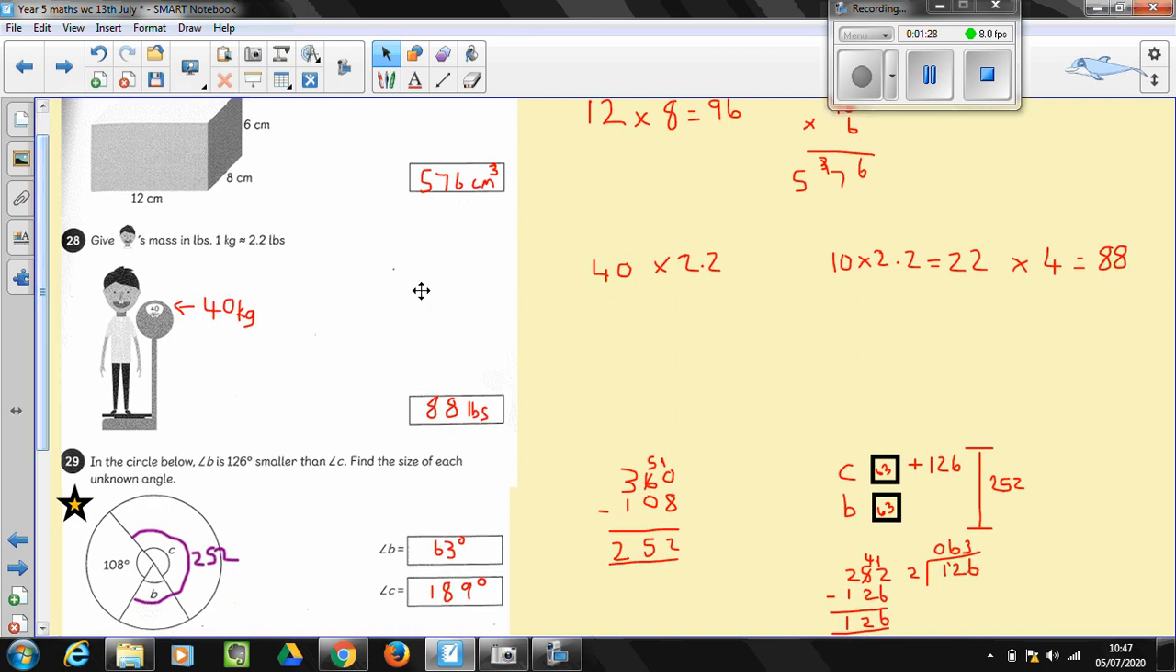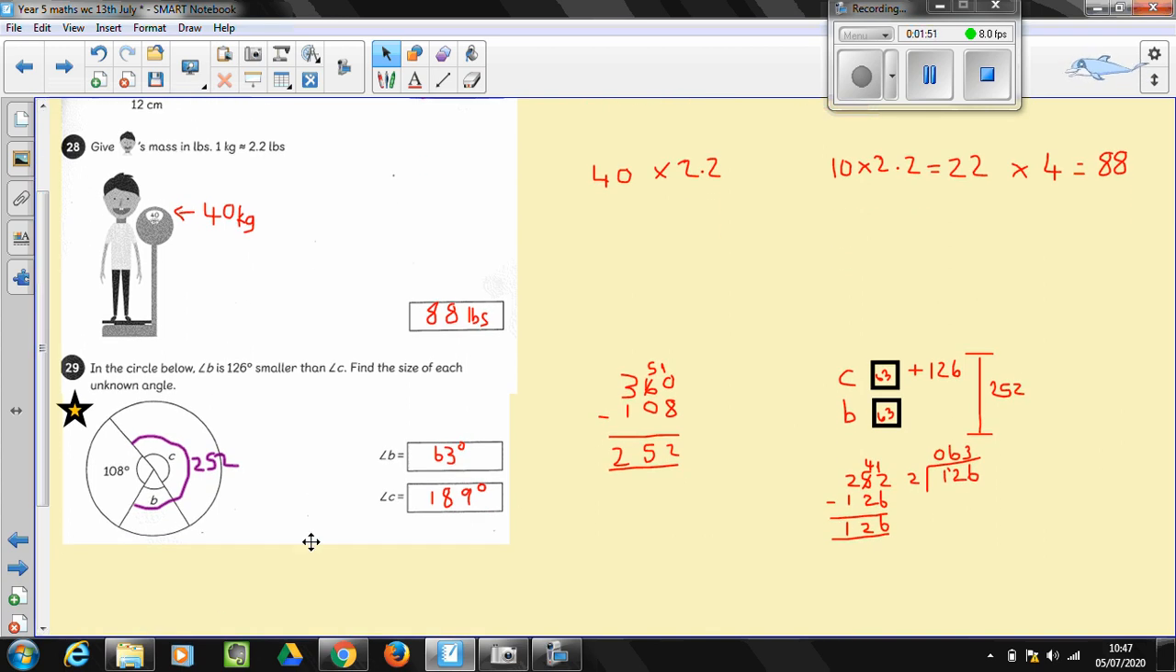Question 28. You might have chosen to solve this in a different method to mine. We needed to do 40 times 2.2. I thought that was going to be quite tricky, so I did 10 times 2.2, which was 22, and then I did 4 lots of that, which is 88. I wonder if you chose that method or if you chose a different one.